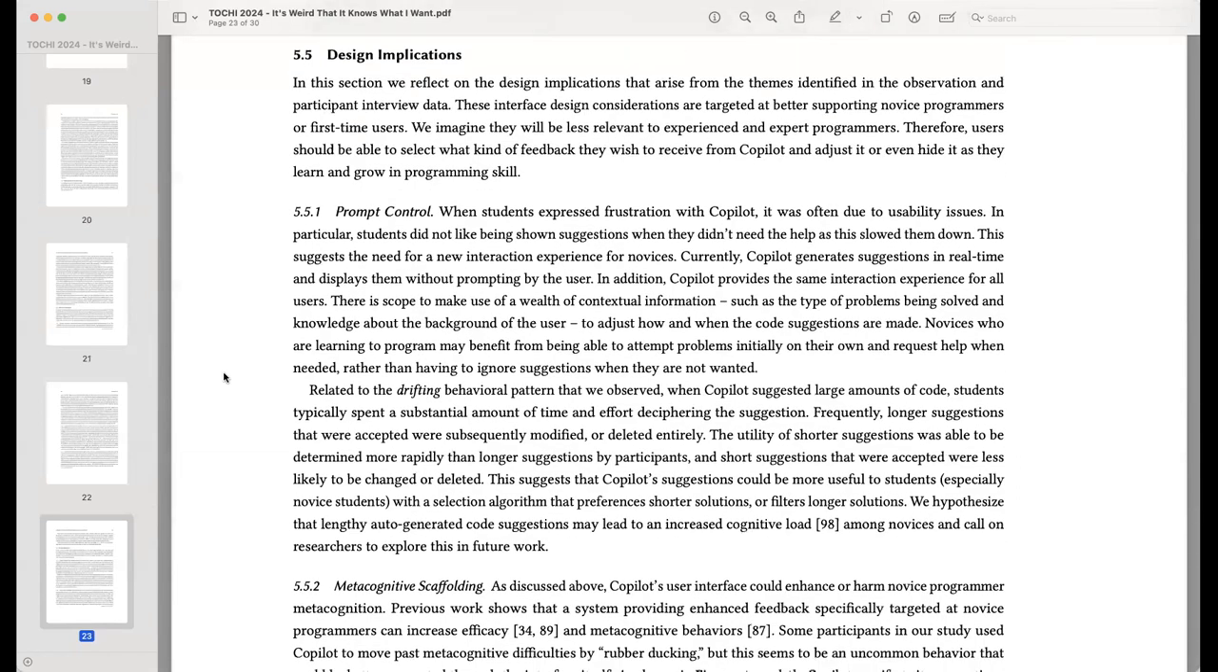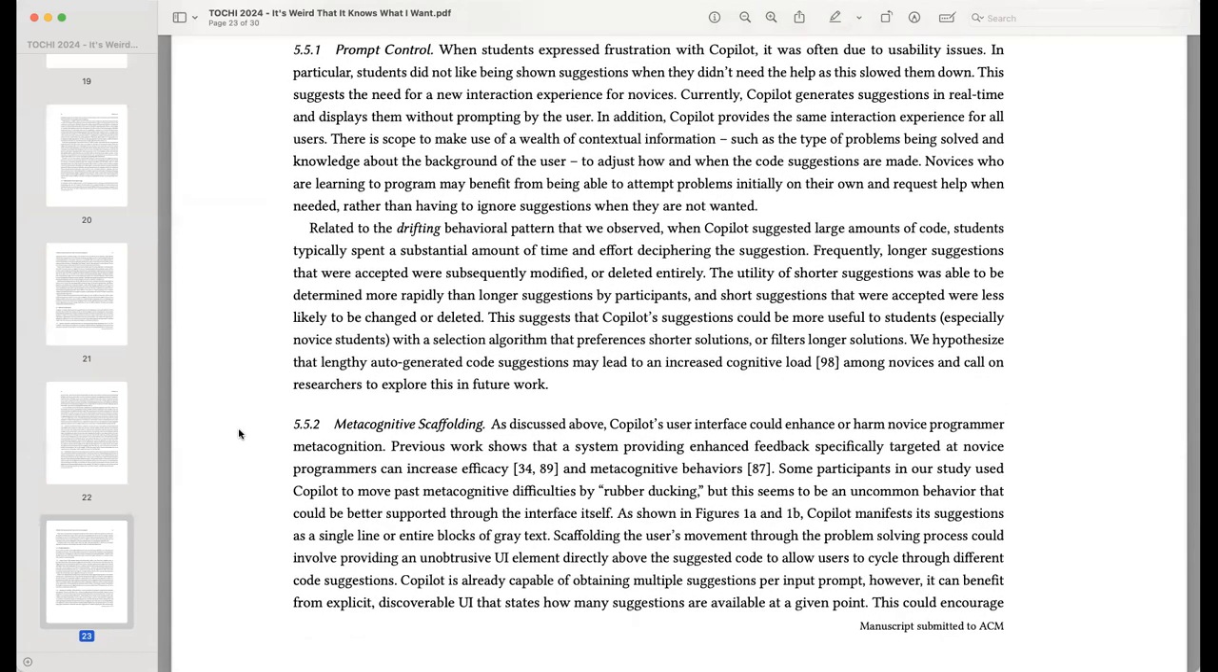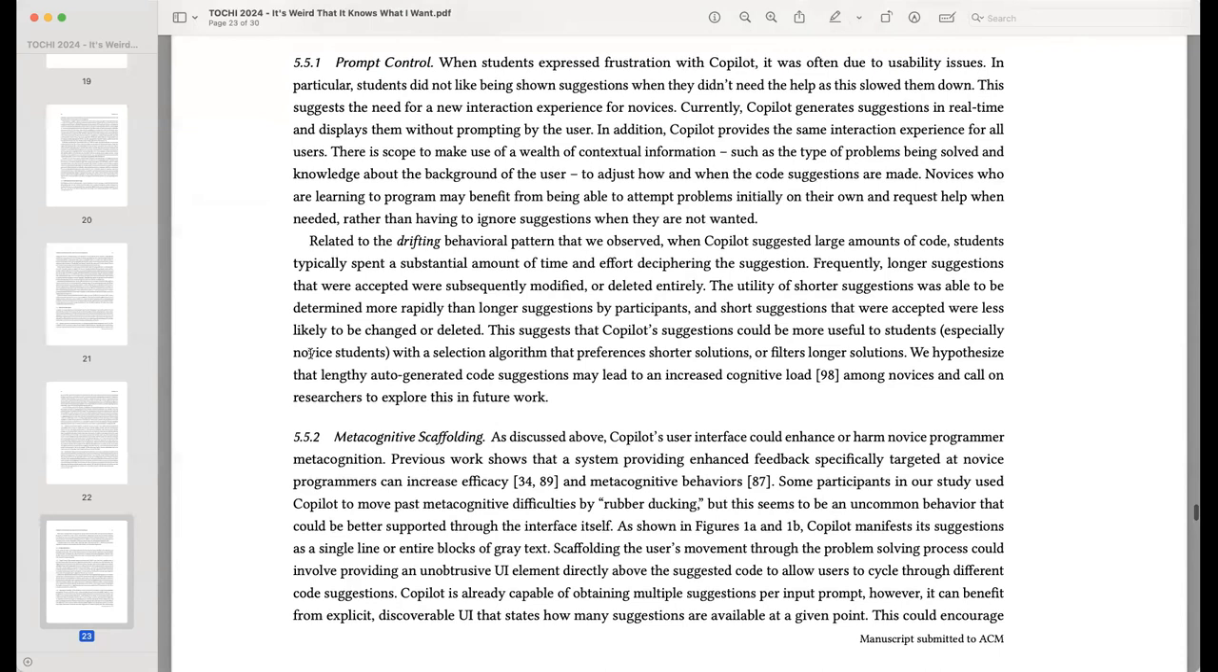The final contribution of the paper is design implications based on novice needs. We suggest some controls that would allow for a novice user interface, something about controlling the prompts, either being able to control how many lines are shown to the user, or being able to control when prompts are shown to users and in what context. We think this might help with some of the interaction patterns, especially something like drifting that we noticed.